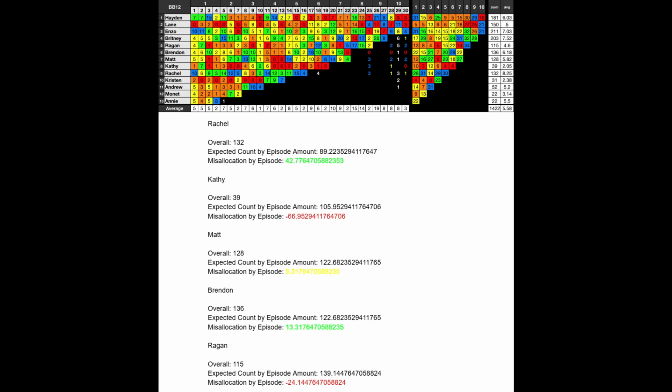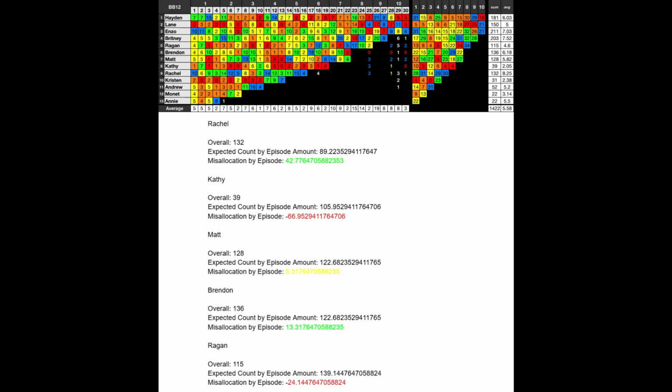So now we're moving on to the jurors. Rachel has 132 diary rooms. Her expected count by episode amount is 89.22, meaning that she has a misallocation by episode of 42, meaning that she is overly distributed, but it does make sense since she was on the block for 2 of the 5 weeks, and then she won HOH in 2 of the other 5 weeks, and she's just a very big personality.